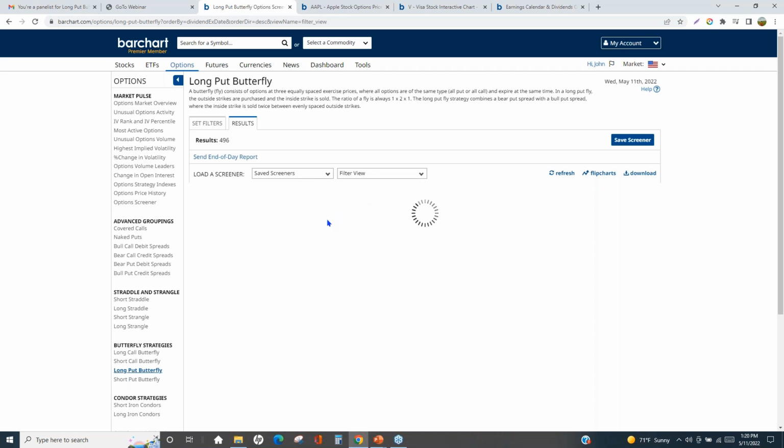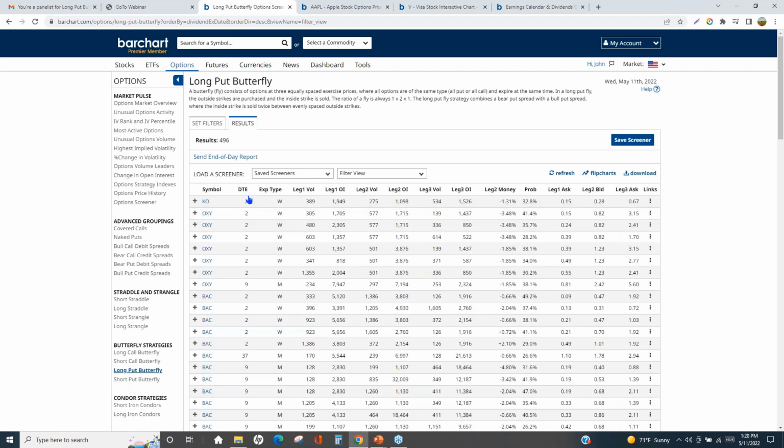In the filter view, we can look at days to expiration, how many days until this option expires. What type of option is it? Is it a weekly or a monthly? And then some more information in terms of volume and open interest of our different legs. But maybe you might want to add some filters, some other criteria or things that you might be interested in.